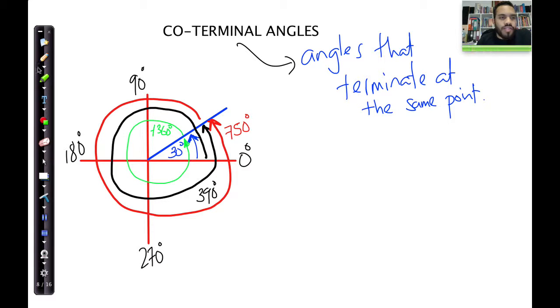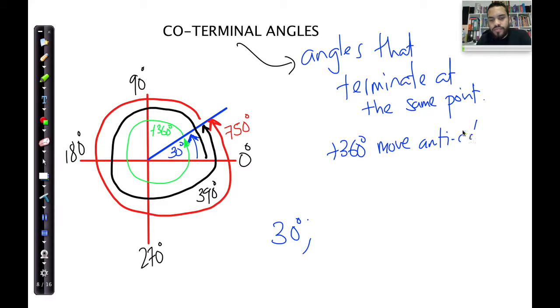750 degrees. So look carefully now. Now we can say that 30 degrees is an angle. When I add 360 degrees, plus 360 means I move anti-clockwise. And then minus 360 degrees means I'm going to move this way back to the same point, and that is going to move clockwise. Let's just write that out in full.